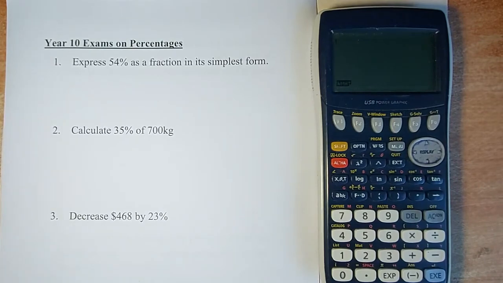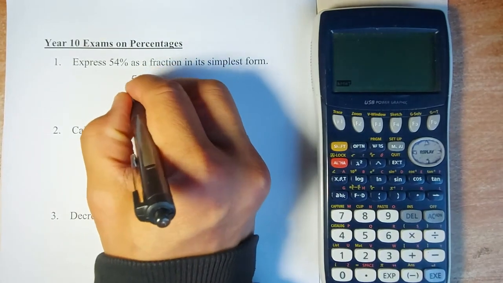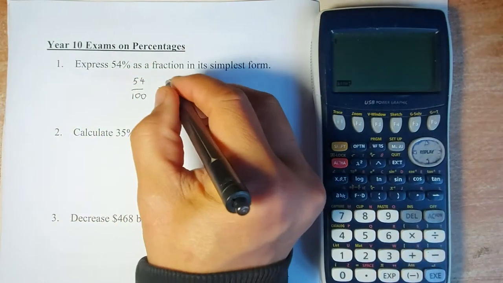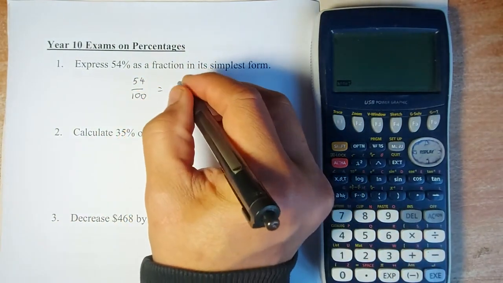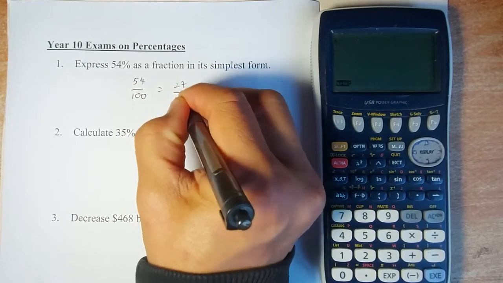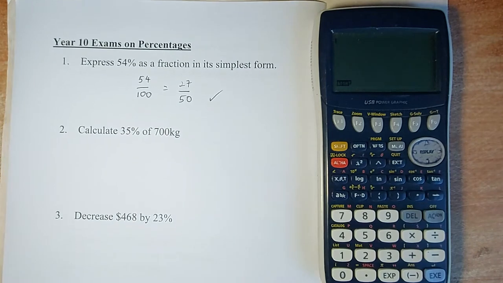The first question is asking you to express 54% as a fraction. As a fraction, 54% means 54 out of 100. And you simplify them because in the simplest form, you divide by 2 on the numerator and denominator. So the answer is going to be 27 out of 50. So that will give you a tick in exam.